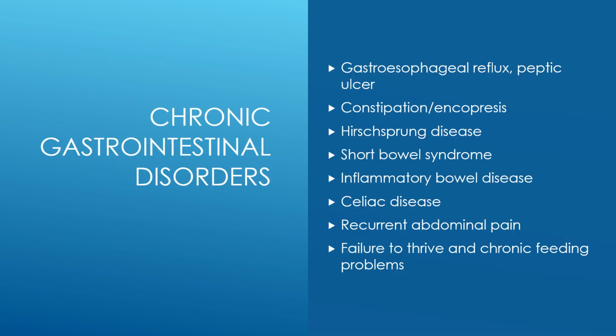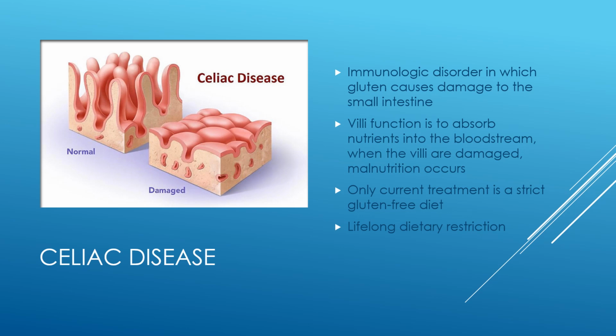Celiac disease is another one on here. So celiac disease is a chronic malabsorption syndrome, an immunologic disorder in which gluten causes damage to the small intestine. Gluten is a product commonly found in grains. The villi function is to absorb nutrients into the bloodstream. When the villi are damaged, malnutrition occurs.